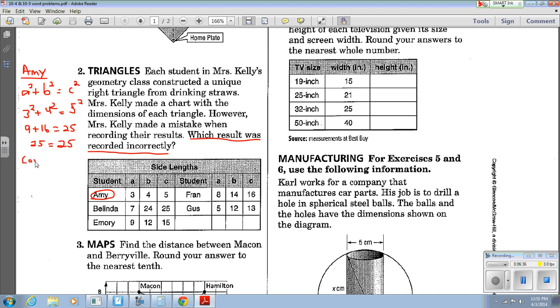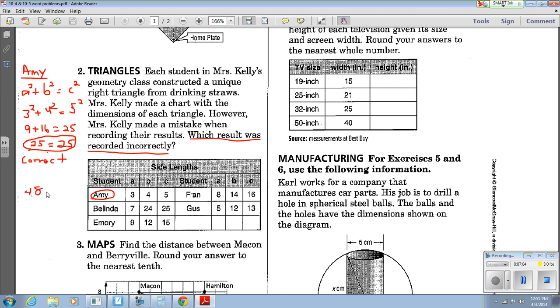Because if you have a right triangle and you substitute into the Pythagorean theorem, you will get an answer looking just like this. The number equaling itself. And when you get that, that's a true statement. That means Mrs. Kelly recorded things correctly. There are 4 of them left to do. You need to substitute those into the Pythagorean theorem. What you are looking for is something that might look like this.